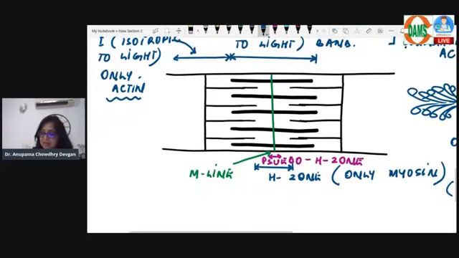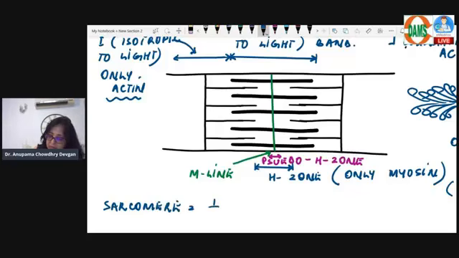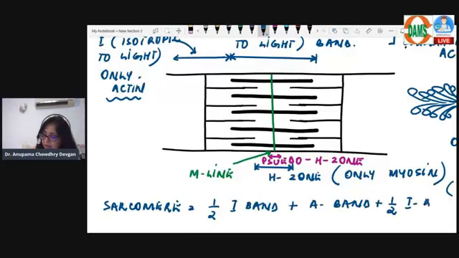So when you look at a sarcomere, what does a sarcomere consist of? A sarcomere is half of the I band plus the A band plus half of the I band.